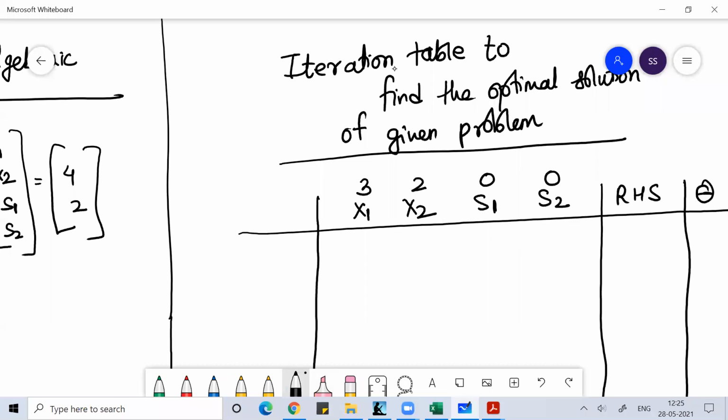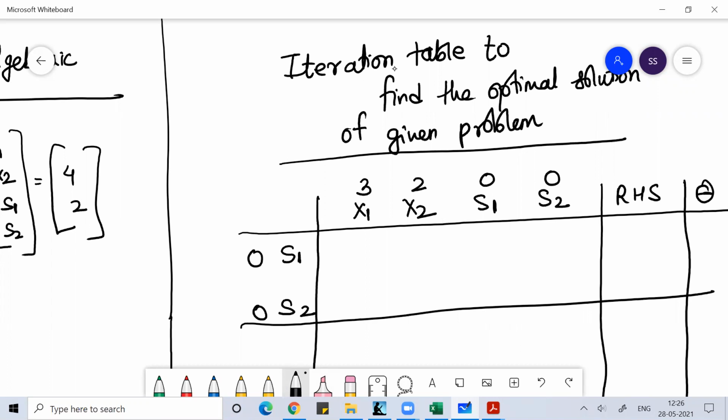Here, to solve the problem, you will start by introducing the slack variables which are s1 and s2 in the first iteration table, because ultimately you will try to replace all your slack variables with your decision variables so that you can find the optimal solution for the problem. All these coefficients, what you wrote, 3, 2, 0, 0, we'll call them Ci.